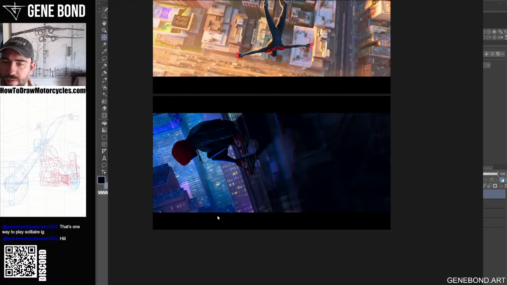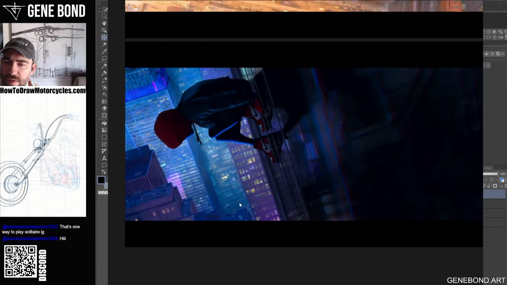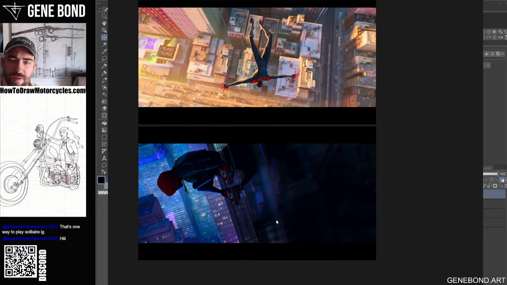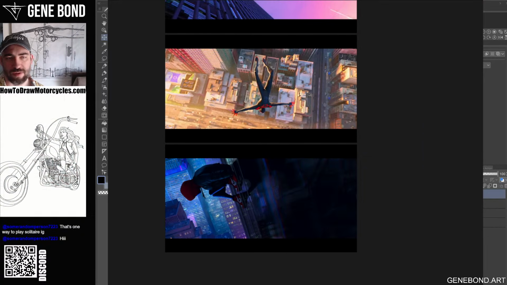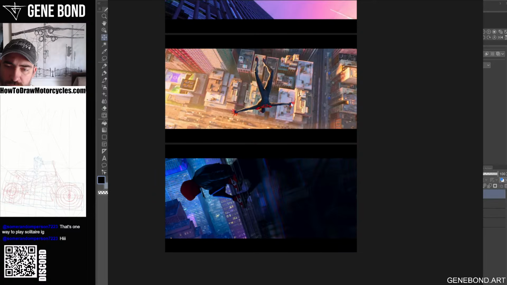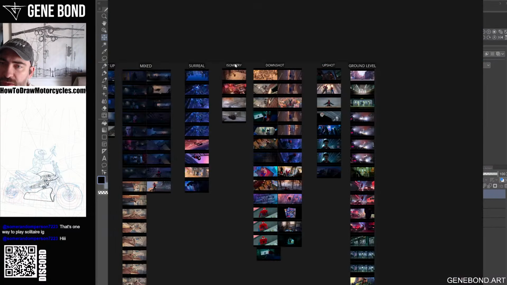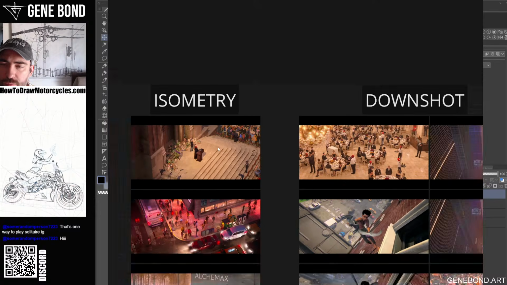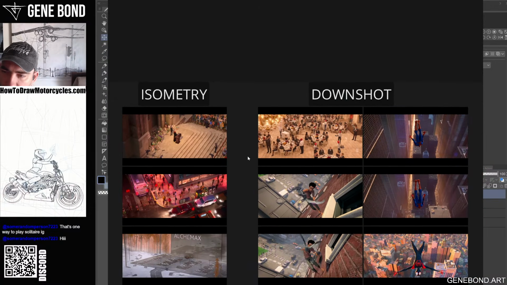So kind of, yeah, I don't know how to call it, design or stylized, but these kinds of shots where they do super cool designs of character and space. So then this perspective: isometry, down shot.